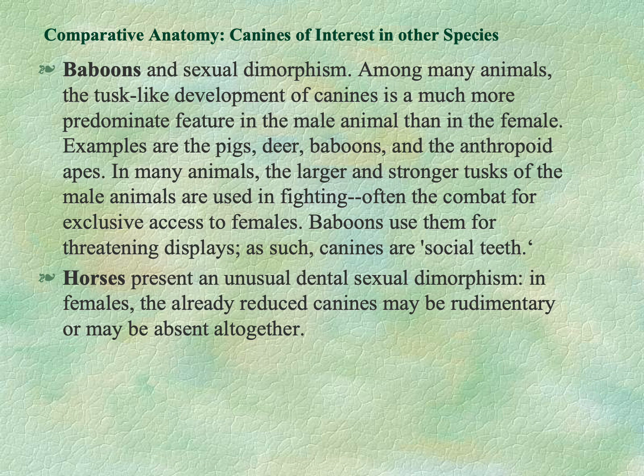The baboons and sexual dimorphism. Among many animals, the tusk-like development of canines is a much more predominant feature in the male animal than in the female. Examples are the pigs, deer, baboons, and the anthropoid apes. In many animals, the larger and stronger tusks of the male animals are used in fighting, often combat, for exclusive access to females. Baboons use them for threatening displays. As such, canines are social teeth. Horses present an unusual dental sexual dimorphism in females. The already reduced canines may be rudimentary or may be absent altogether.